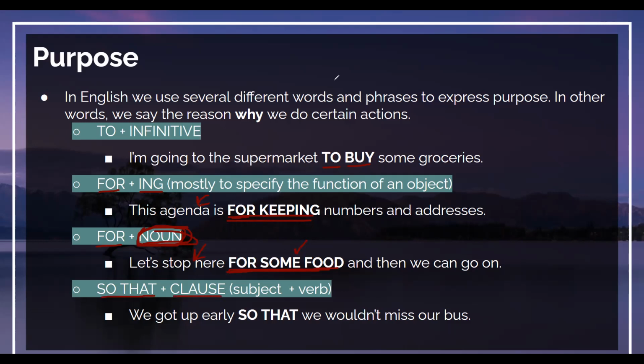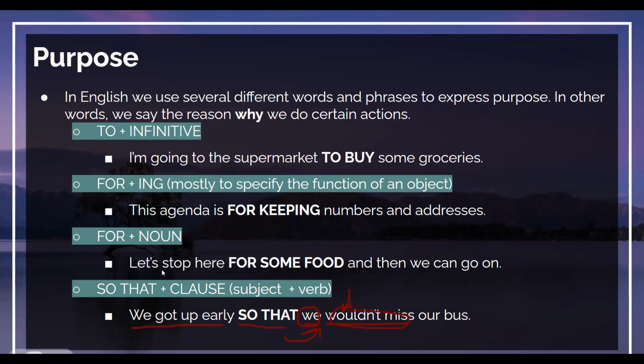Remember that what we know as a clause is basically a subject and a verb. So in these type of sentences, you will always have two subjects and two verbs. One pair before so that, and then one pair after so that. So we got up early. So this is the action that I did so that, and this is my reason, we wouldn't miss our bus. We got up early so that we wouldn't miss our bus. This is the reason why I got up early, so that we wouldn't miss our bus. So we have a subject and a verb right here.